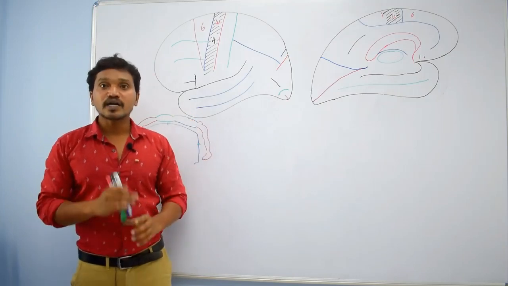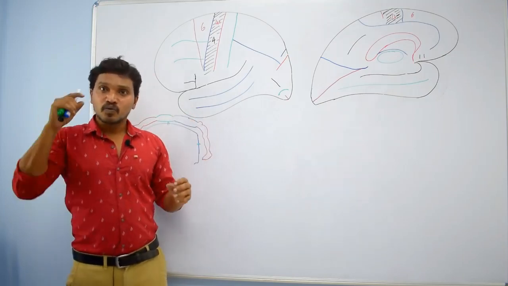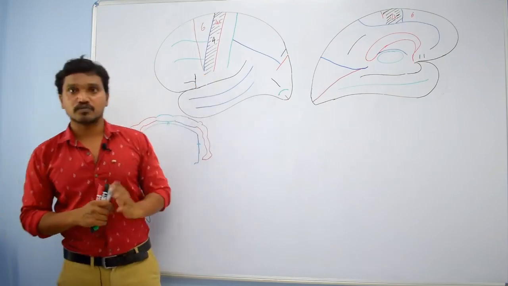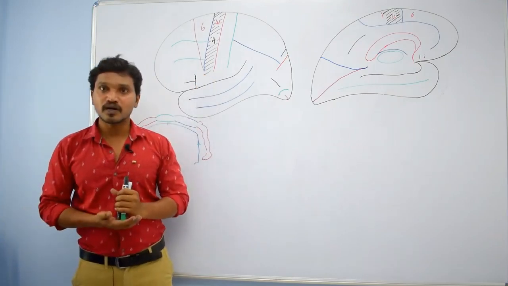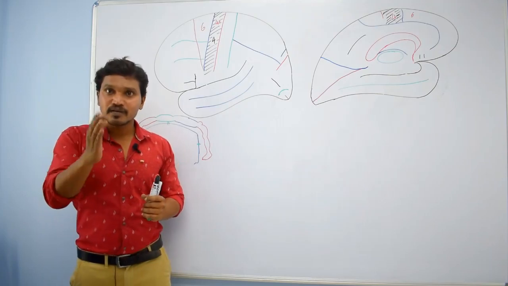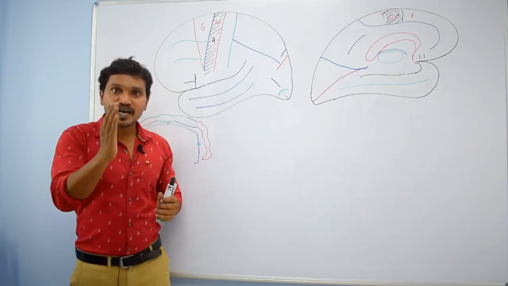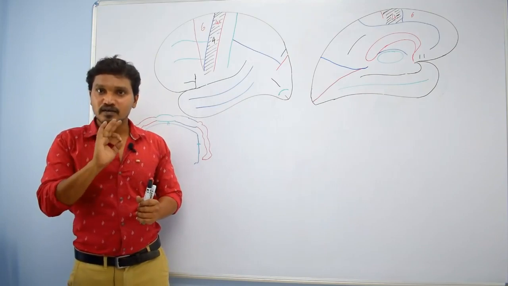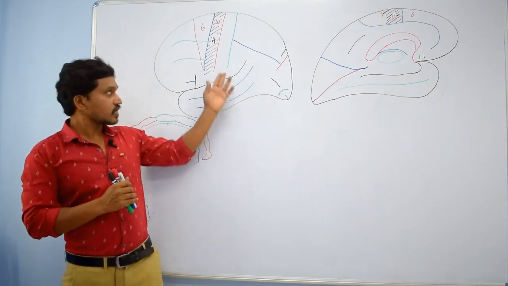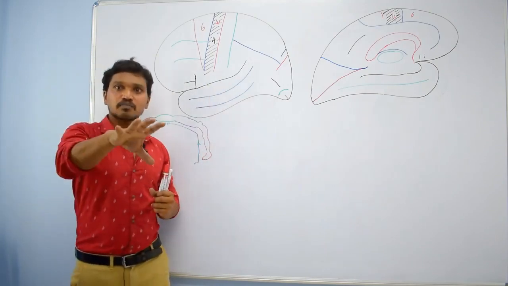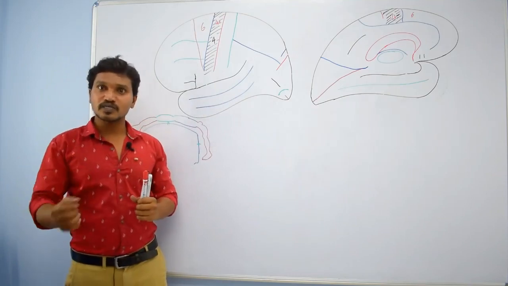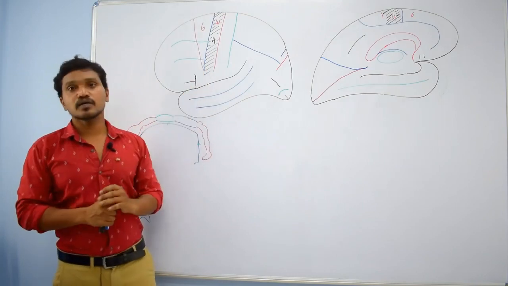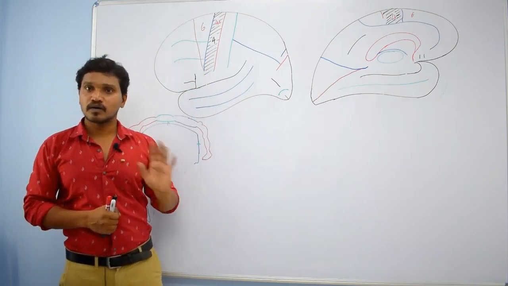It will coordinate the voluntary activities which are produced by area number 4. That means what? It will help with precise movements, skilled movements, right? Very simple. Actually, area number 4 will produce some raw movements. Those raw movements are controlled and coordinated by area number 6, right?